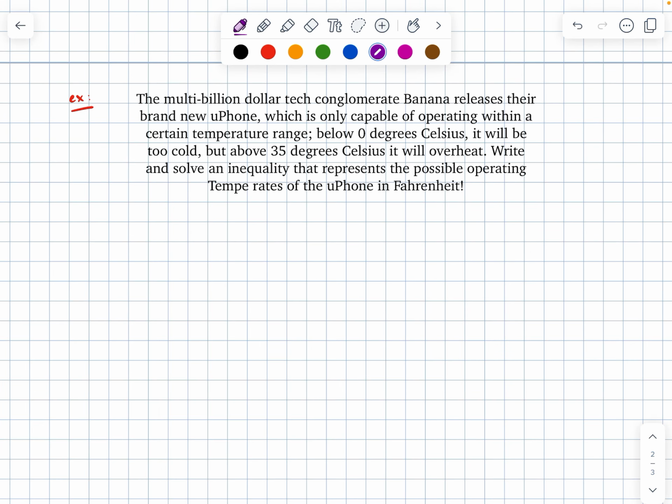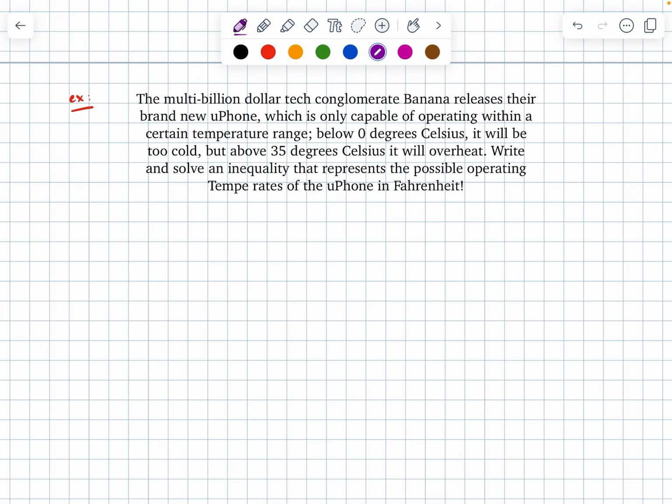Very nice. Uno más. The multi-billion-dollar tech conglomerate Banana releases their brand new U-phone, which is only capable of operating within a certain temperature range. Below 0 degrees Celsius, it's going to be too cold, but above 35 degrees Celsius, it will overheat. Let's write and solve an inequality that represents the possible operating temperatures, that should say temperatures, not tempi rates, we're going to pretend that I spelled that correctly, of the U-phone in Fahrenheit.